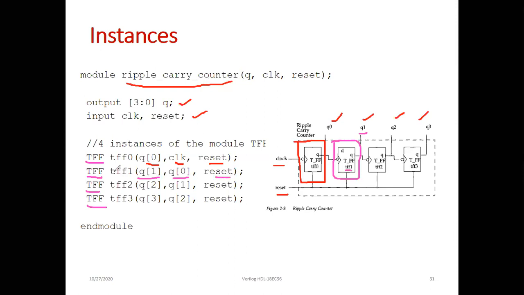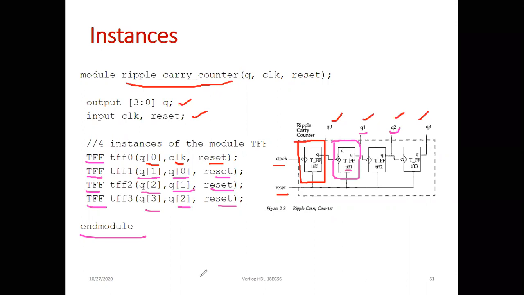Next TFF2. Consider only TFF2 now. If you consider only this, the output is Q2. Q2 is the output here. Next, the input clock. Clock is nothing but the previous output driving it, that is Q1 is driving. So Q of 1, then reset. The same way for the fourth also: Q of 3, Q2, reset. Then endmodule. This is the main program written.